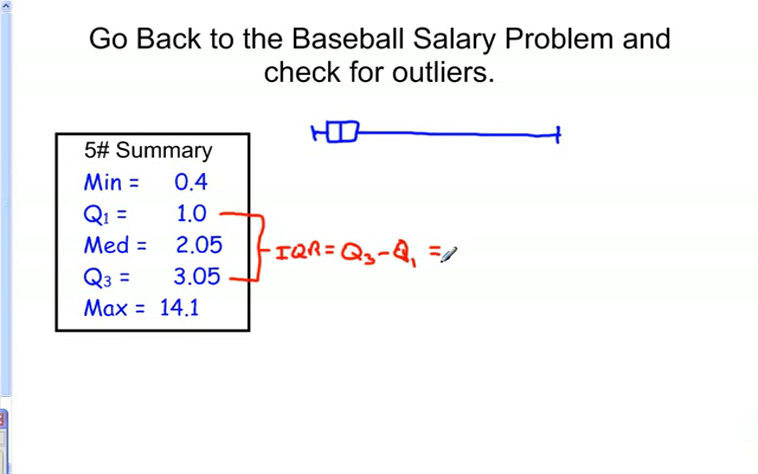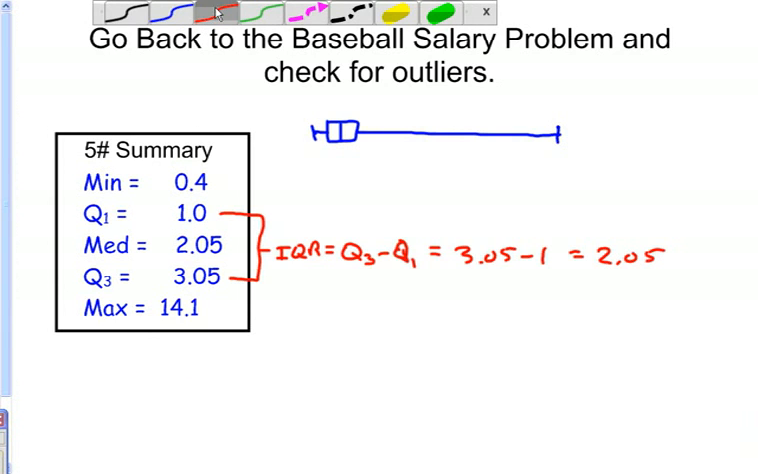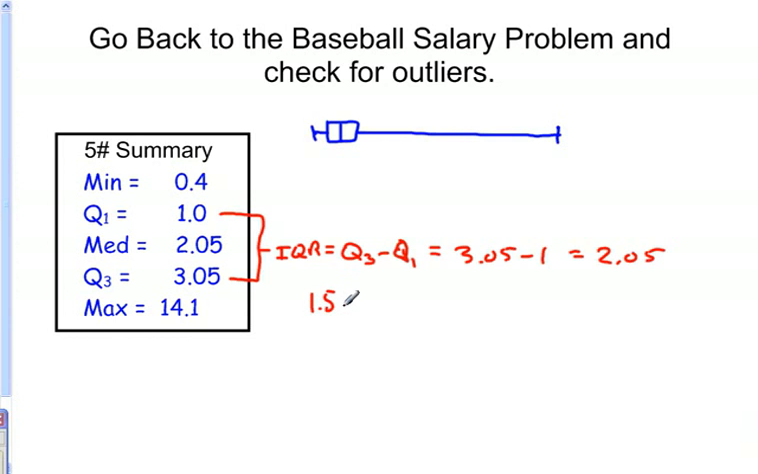And in this problem, the Q3 minus the Q1, I'm going to have 3.05 take away 1. So that is going to be 2.05. The next step, once we have that IQR, is to take that number, the IQR, I'll write that down here. Remember, the next step was to go 1.5 times the IQR. So what I need to calculate is, what is 1.5 times 2.05? And the calculator is beneficial, and the answer is 3.075.